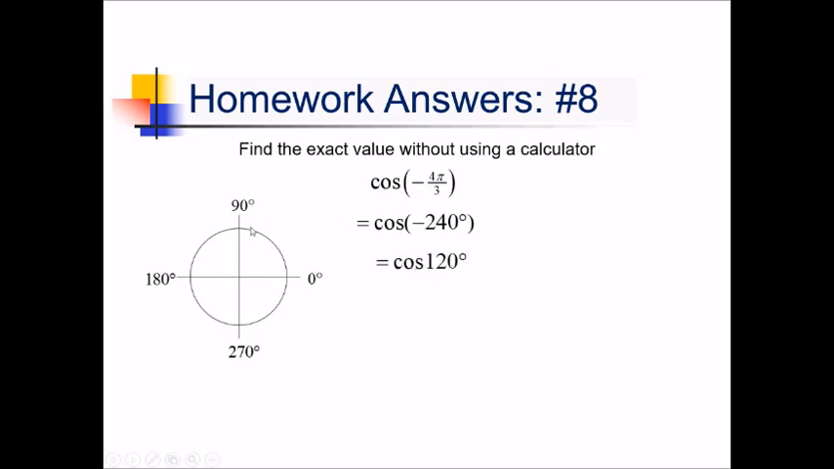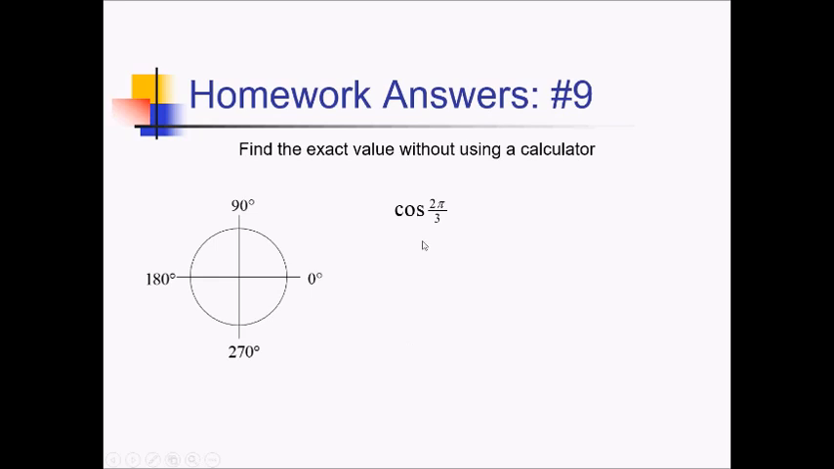Now that's here in quadrant 2. Reference angle, we are 60 degrees away from that 180 line. 180 minus 120 gives us 60. Cosine, which is the x values, is going to be negative to the left of the y-axis over here. So this is then negative cosine of 60. Cosine of 60 is the special value 1/2. So this is going to be negative 1/2.